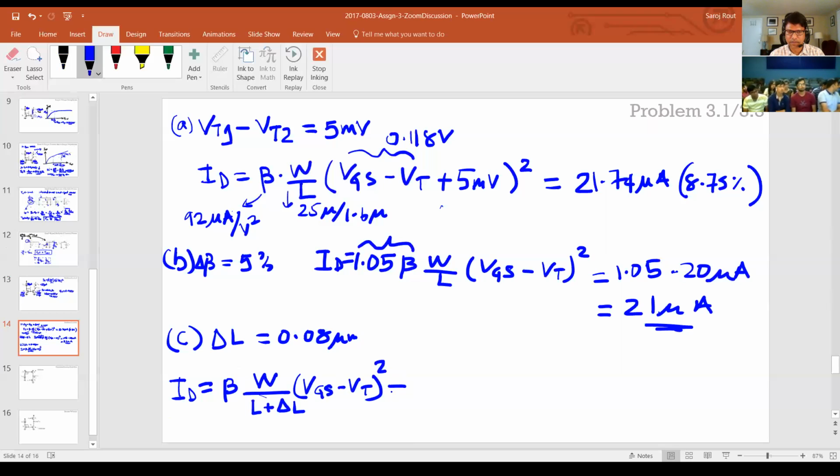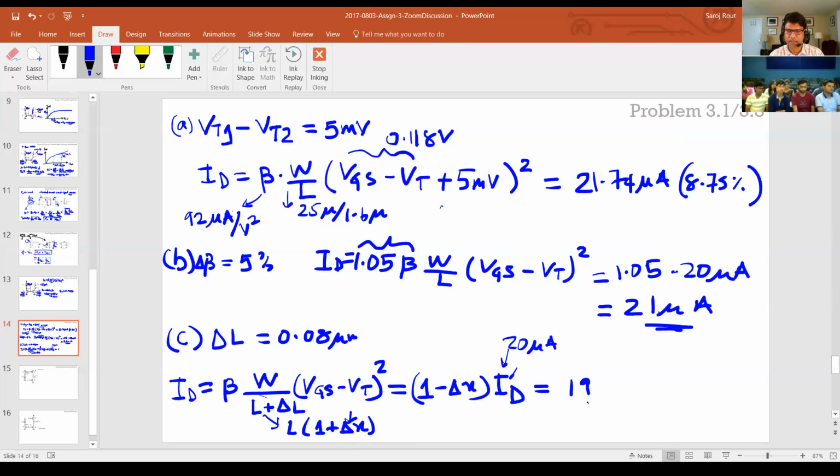If you just do a simple, so let's say I wrote it as L times 1 plus delta X, and this delta X is your percentage error. In this case, I think the percentage is about 5%, the 0.08. Because delta X is small, I can just do a Taylor expansion of this, which is nothing but 1 minus delta X of the ID I calculated before. Let's call this ID dash, which was 20 microamps before. So it'll be off by 5%, so it'll be 19 microamps.